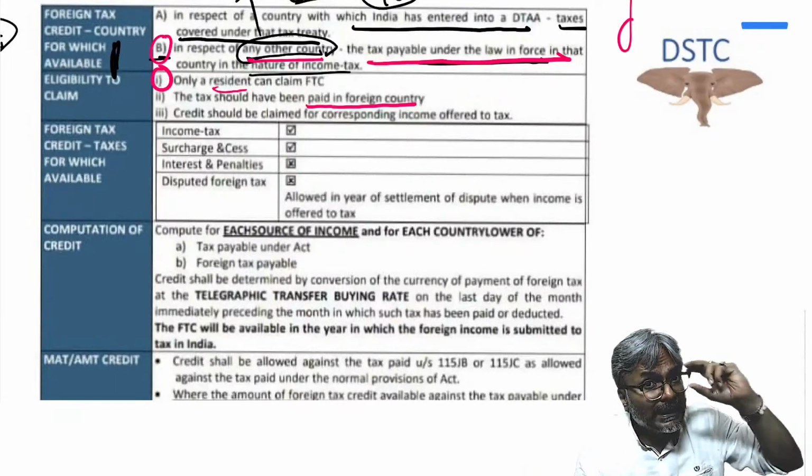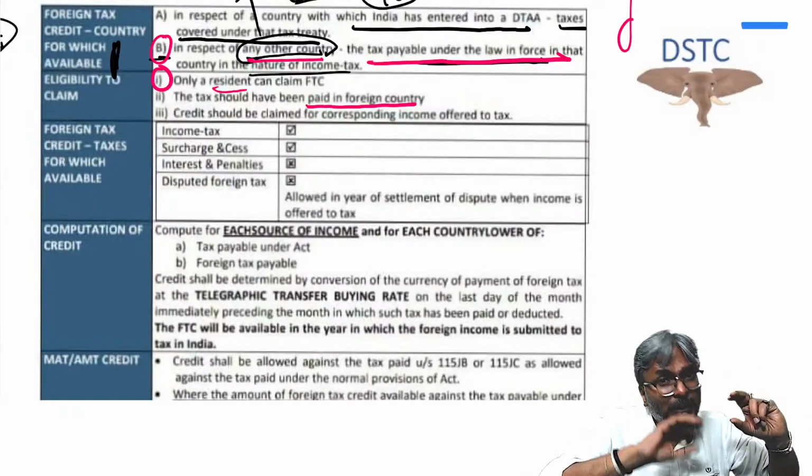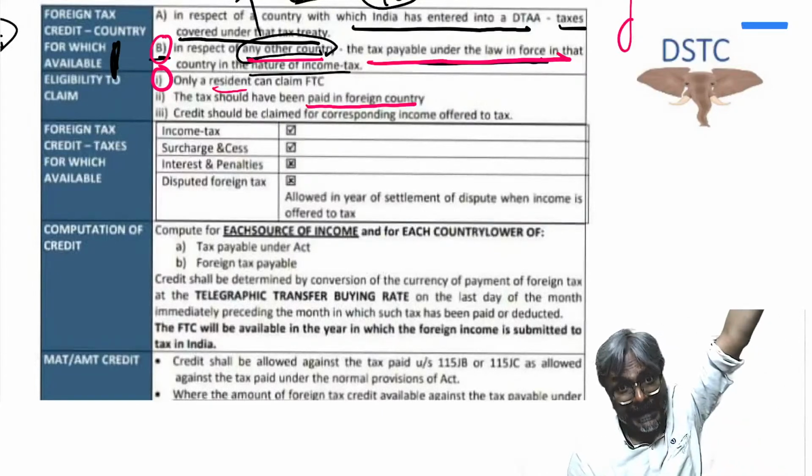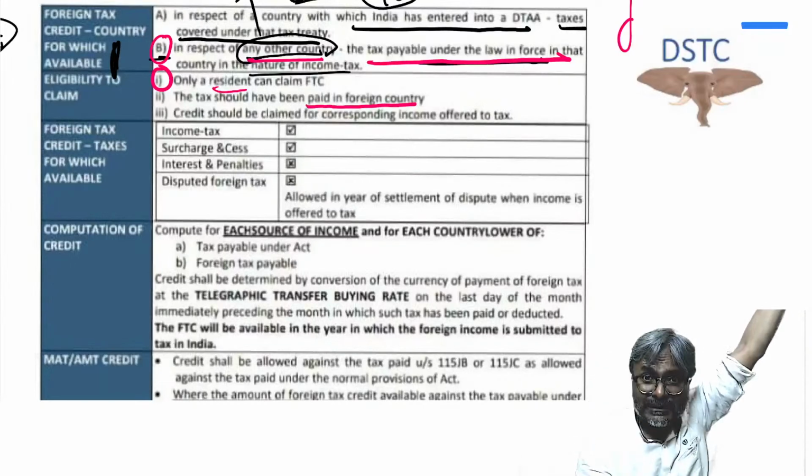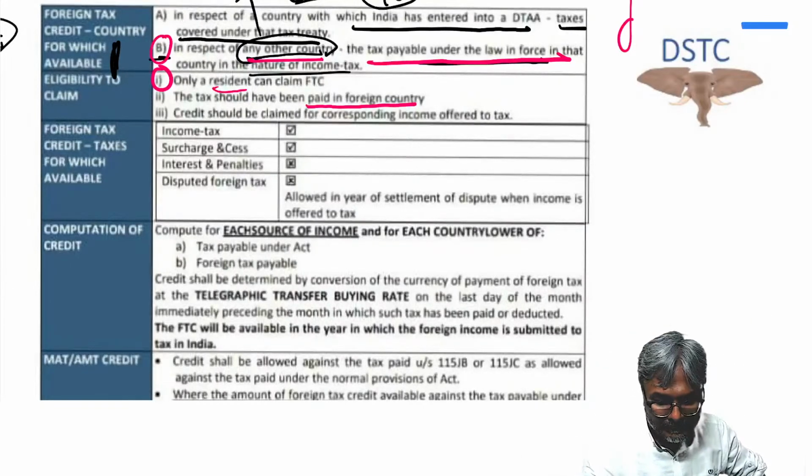So see how the individual's residential status can be twisted, for that NRI question which we discussed in the previous video, or the foreign tax credit which we are discussing right now.